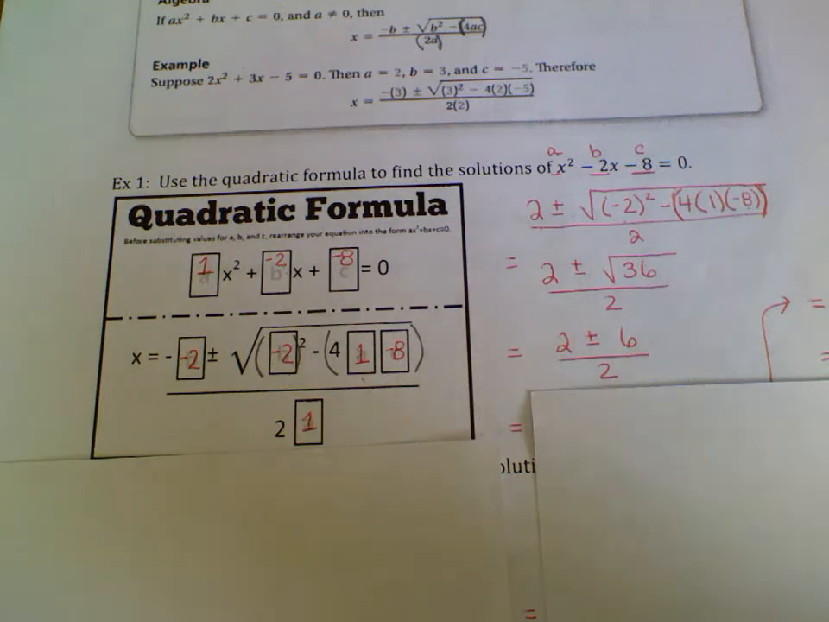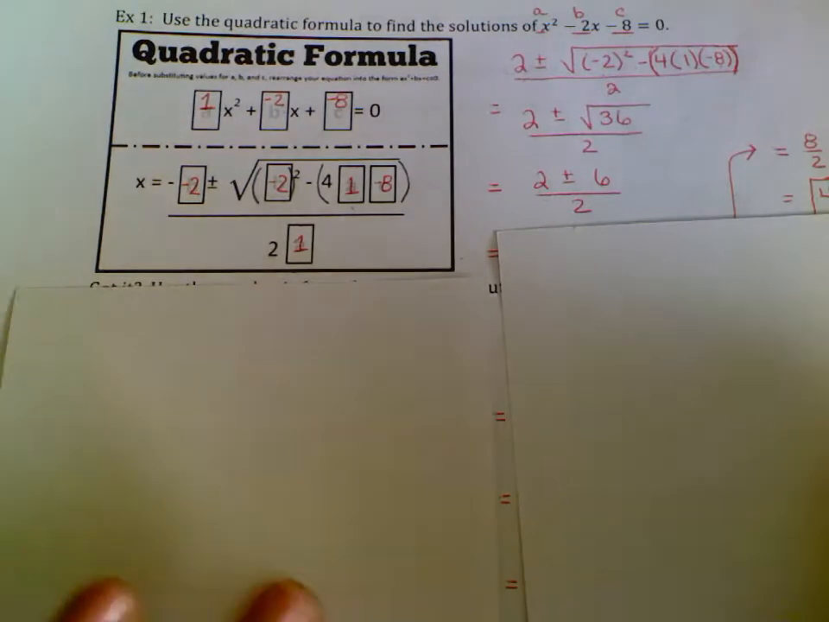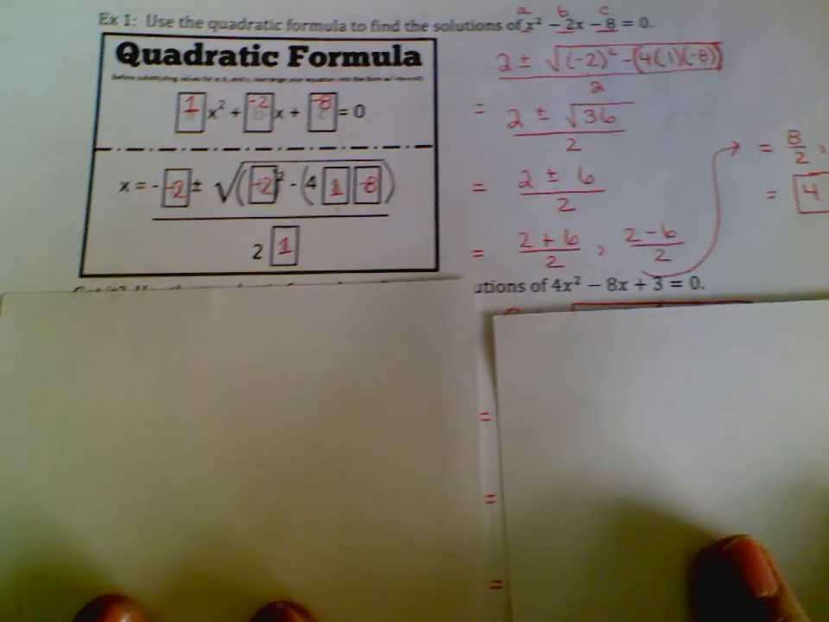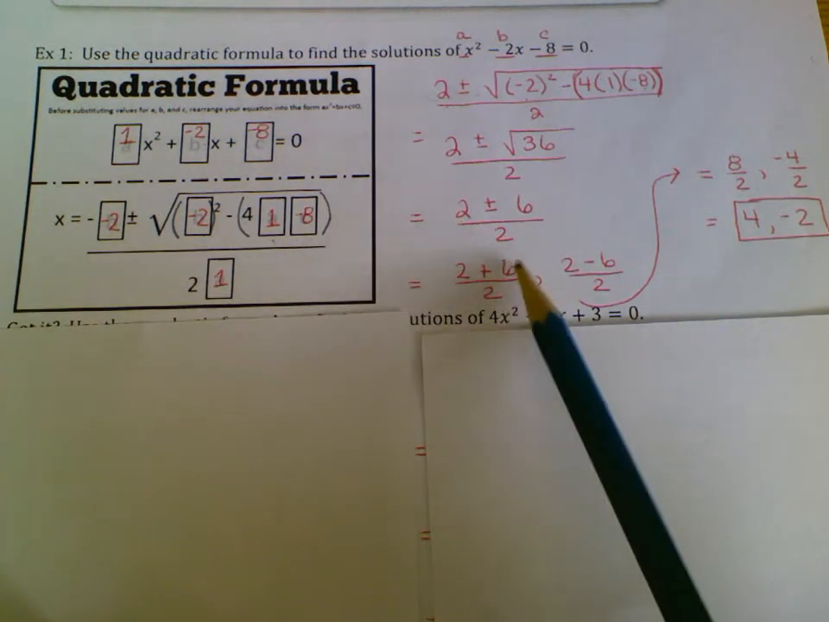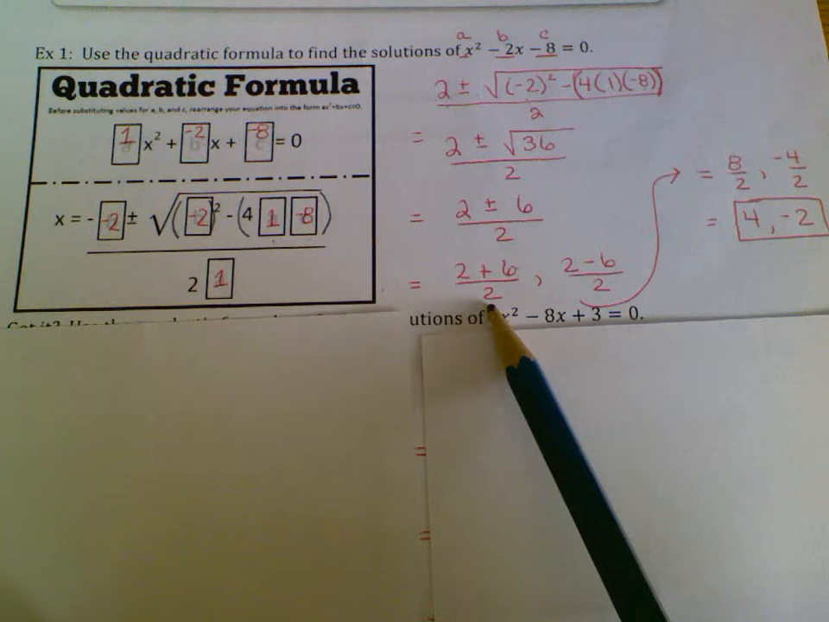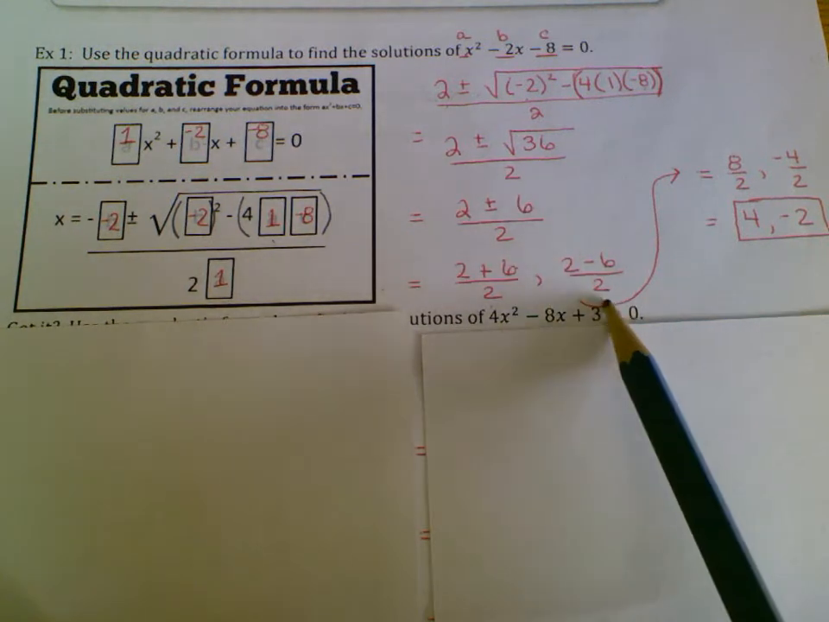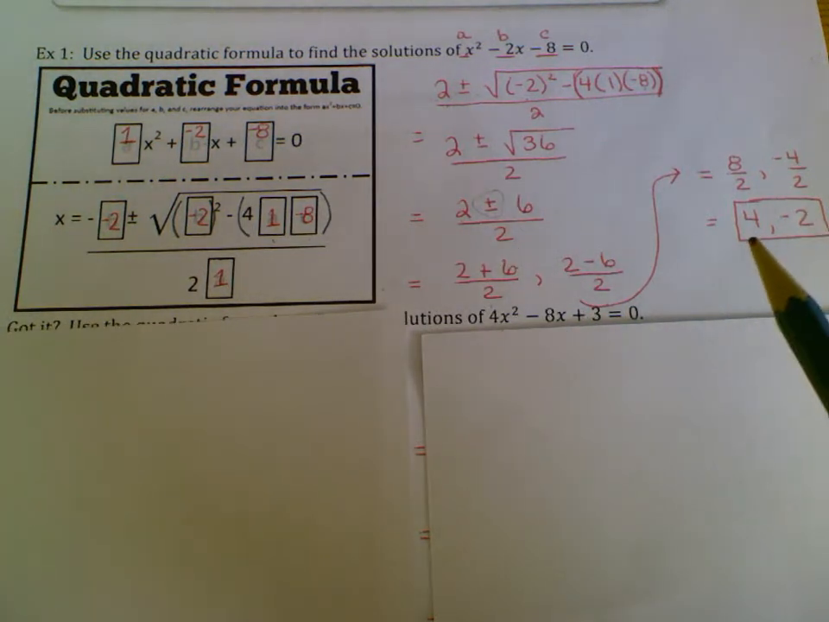This plus or minus is indicating that I actually have 2 problems. It's just condensed down. So your next step will be where you want to actually write it out in 2 steps. The first one would be where I do 2 plus 6 and divide it by 2. And then the second one will be when I do 2 minus 6 and divide by 2. So we're just taking this plus or minus and splitting it into the 2 problems.